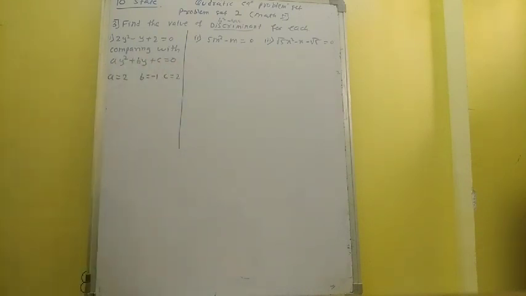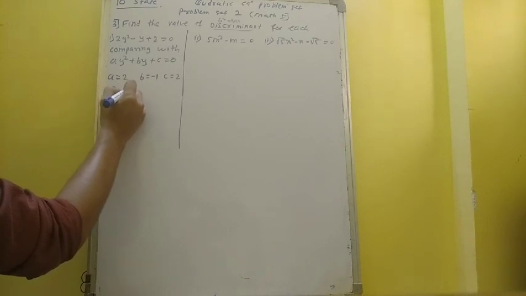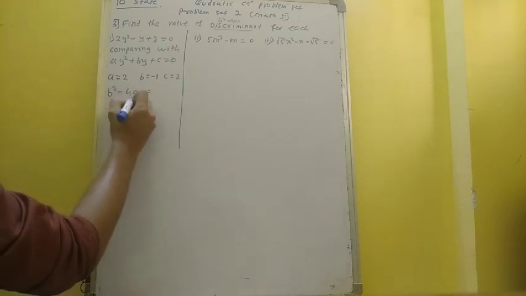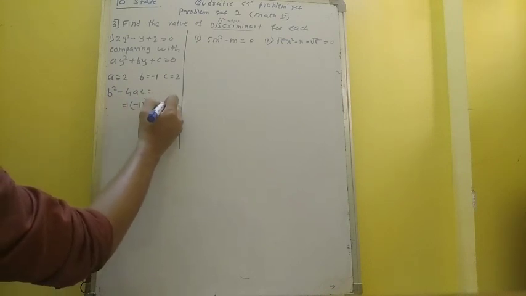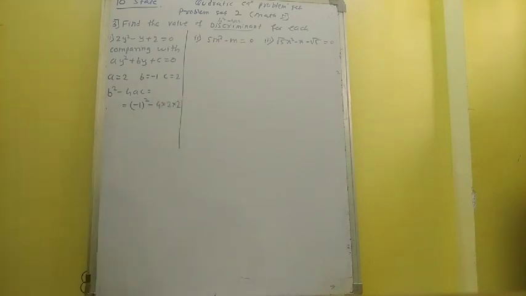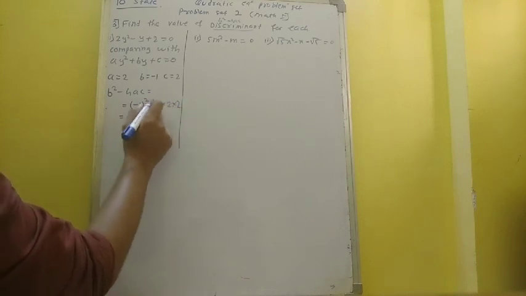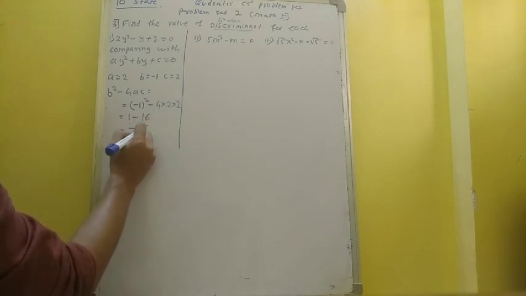Let me check the question again. 2y square minus y plus 2. Yes, it is correct. So now we will find the value of b square minus 4ac. B square, that is minus 1 square, minus 4 into what is the value of a? 2. And what is the value of c? 2 again. So minus 1 square is 1, minus 4 2s are 8, 8 2s are 16. So 1 minus 16 is minus 15.